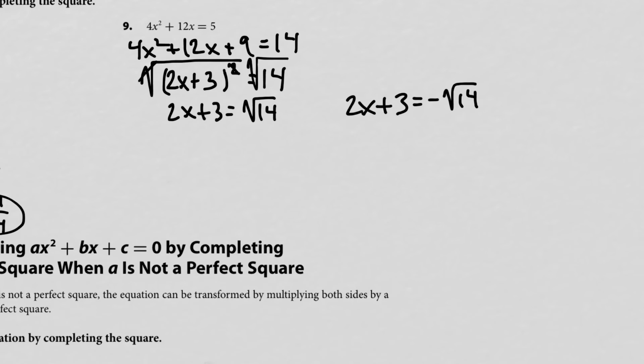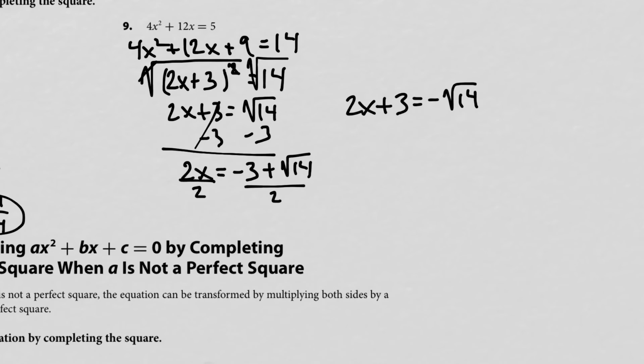To solve this one on the left, I subtract 3. Don't make the rookie mistake. Do not subtract 14 minus 3. Don't say radical 11. It's 2x equals negative 3 plus radical 14. Remember to write them separately. And finally, divide by 2. And there's your solution. X equals, I don't want to rewrite it, so this is your solution.